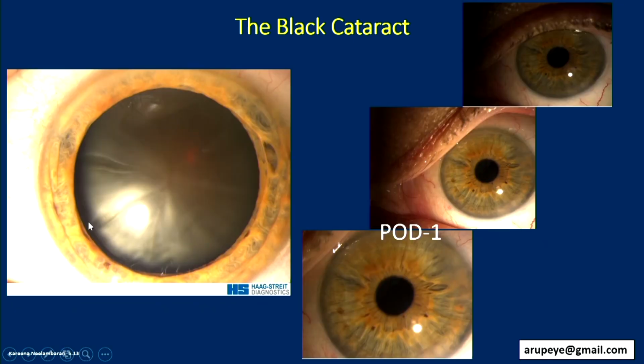And so this was the pre-op stage, and this is the post-operative day one. Patient is extremely happy. She had a vision of 6/6 uncorrected.